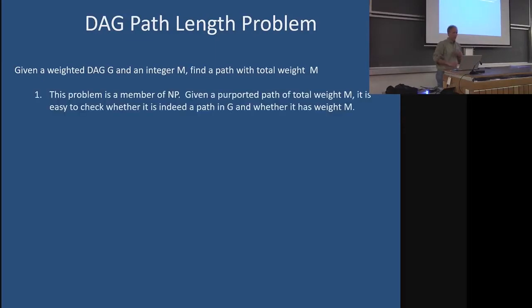Well, we'll take that problem right there. We want to prove that it's NP-complete. Given a weighted DAG and an integer m, find a path with a total weight m in the DAG. The first step of the proof is to argue it's a member of NP. In other words, someone gives you a purported solution. They say, here is a path of length m in this DAG.